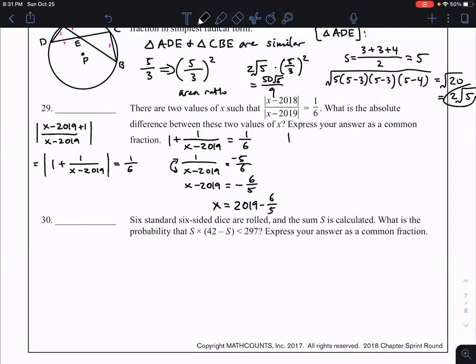Case 2 is when 1 plus 1 over x minus 2019 is equal to negative 1 over 6. We're going to do the same thing. We're going to solve for x. And we get x is equal to 2019 minus 6 over 7. Okay. Running out of space again.